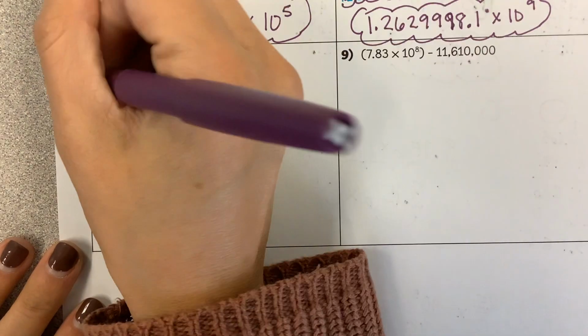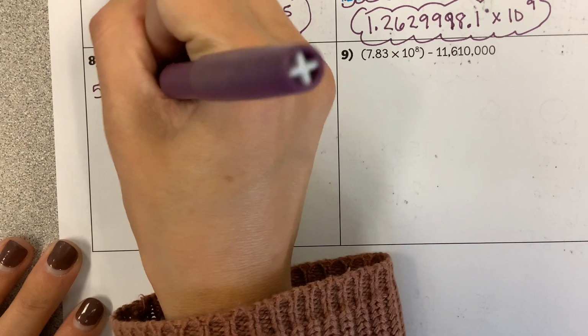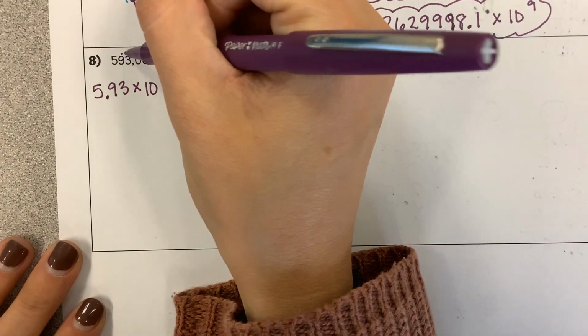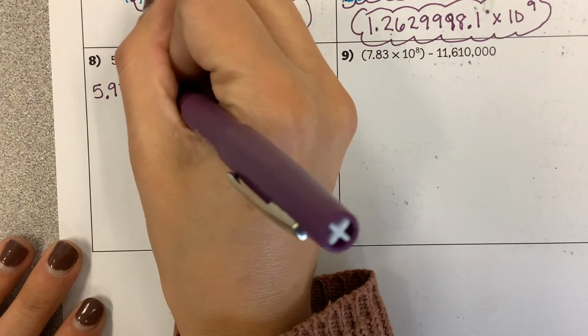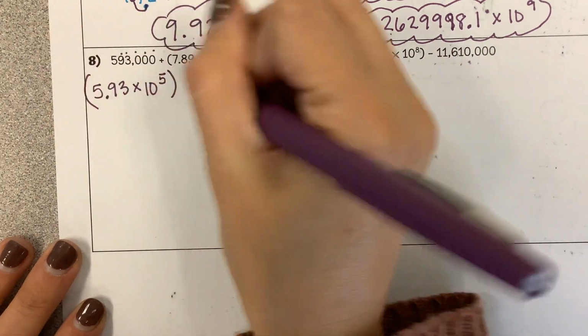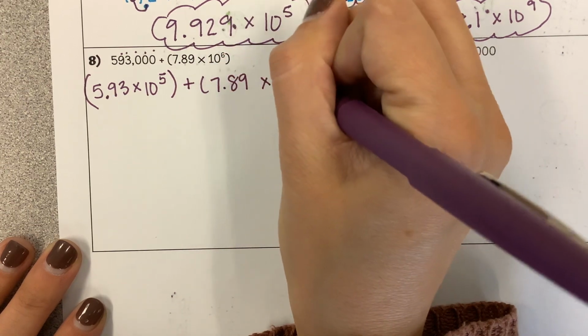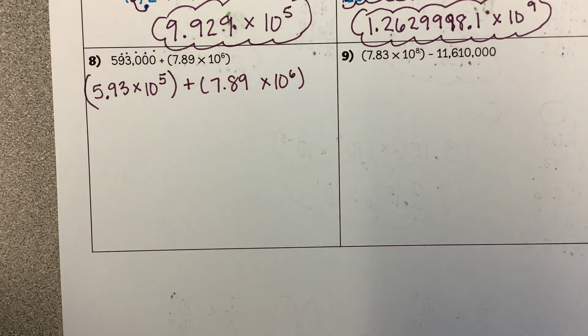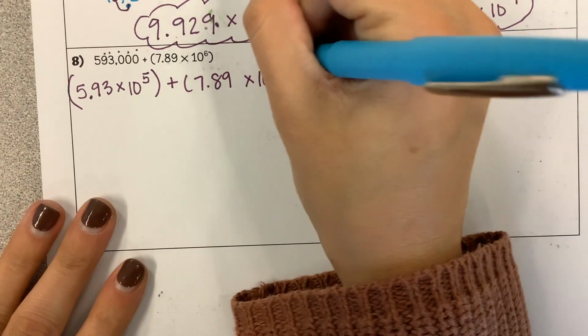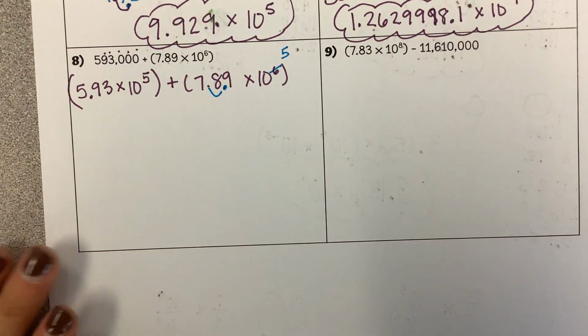I'm going to convert this. So this is going to be 5.93 times 10 to the 1, 2, 3, 4, 5th power. And we are adding 7.89 times 10 to the 6th. Now we have to remember we want them to have the same power. I always change it to the lower power. So the 6 I'm going to change to a 5 by moving this decimal over 1.